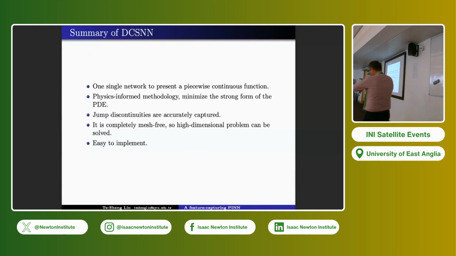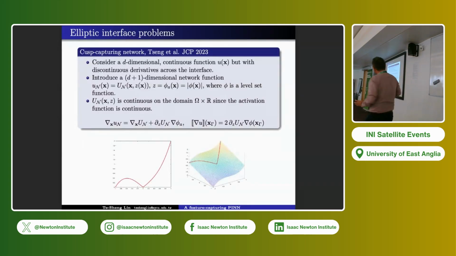So a little bit of summary for this TE-SHENG: we use one single network to represent a piecewise continuous function. We use physics-informed methodology to minimize the strong form of a PDE. And we capture the jump discontinuity accurately. Okay, and it's much easier to implement.